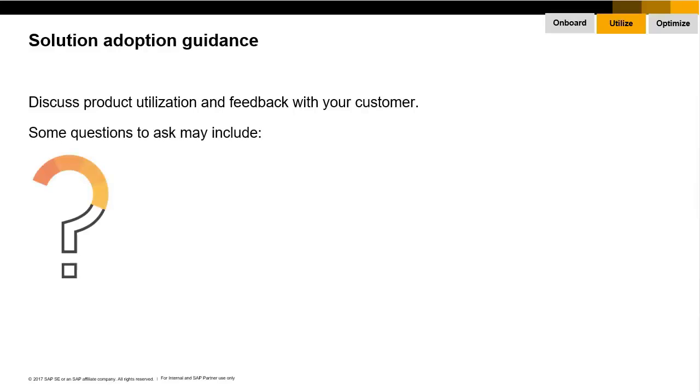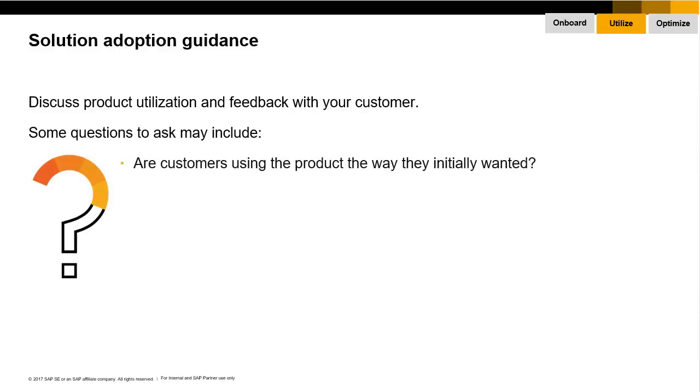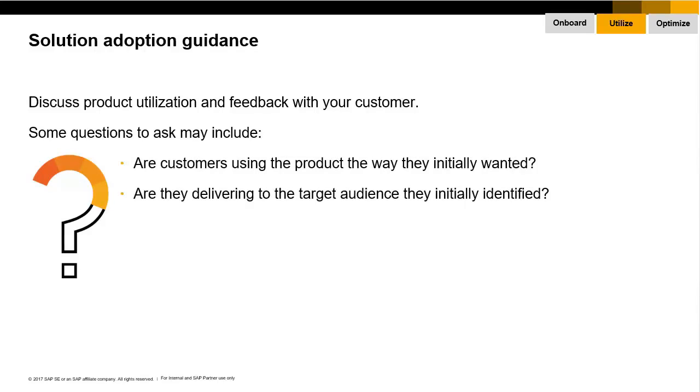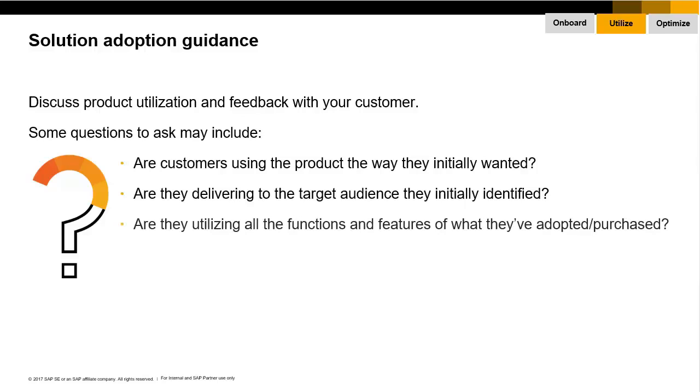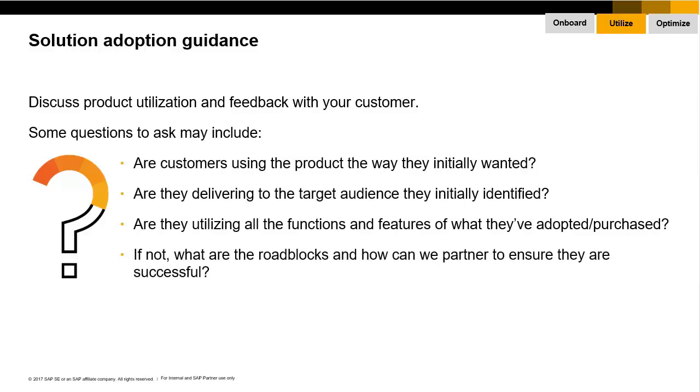Some of the questions you might want to ask include: is the customer using the product in the way they initially wanted? Are they delivering to the target audience that they initially identified? Are they using all the functions and features of what they've adopted and purchased? And if not, what exactly are the roadblocks, and how can we partner together to ensure that they are successful?